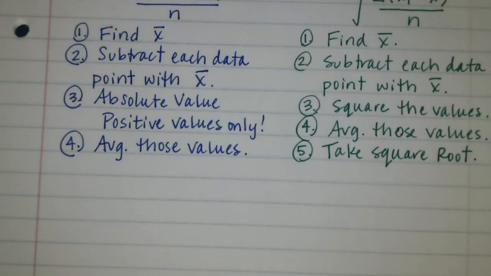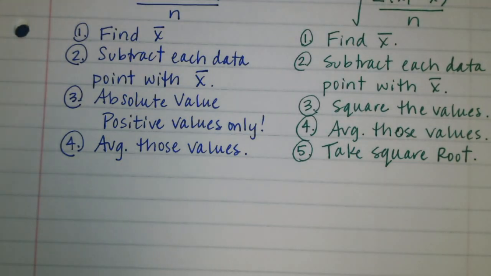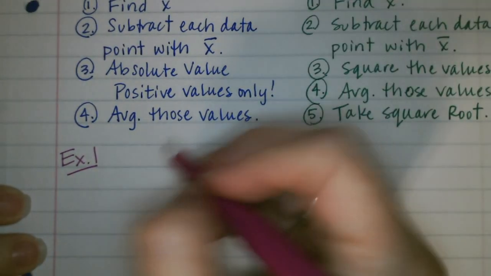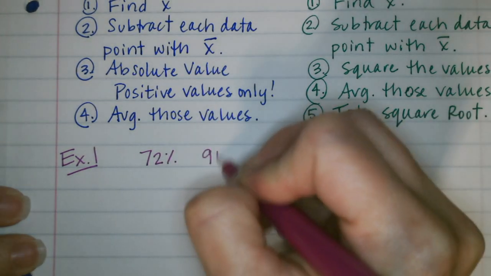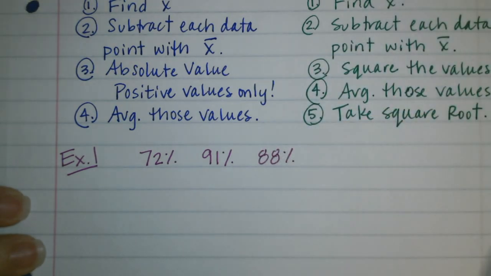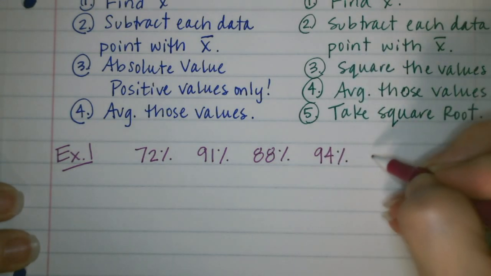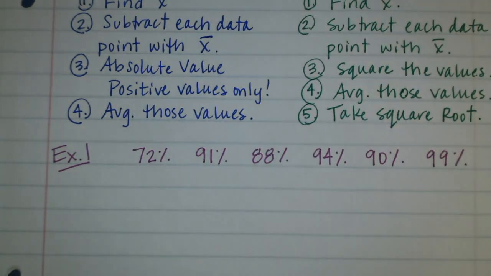Okay, so, gosh, I don't know. I don't know if we need a story or not, but, okay, let's just say these are test scores. So we have a 72, a 91, an 88, and I'm just making these up. How about a 94, a 90, and let's do a 99. Why not?